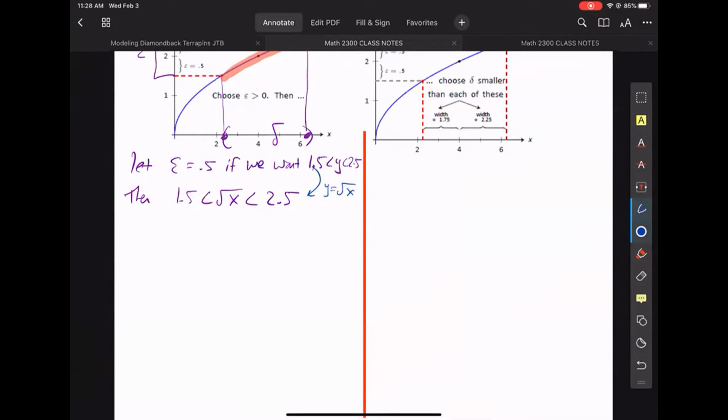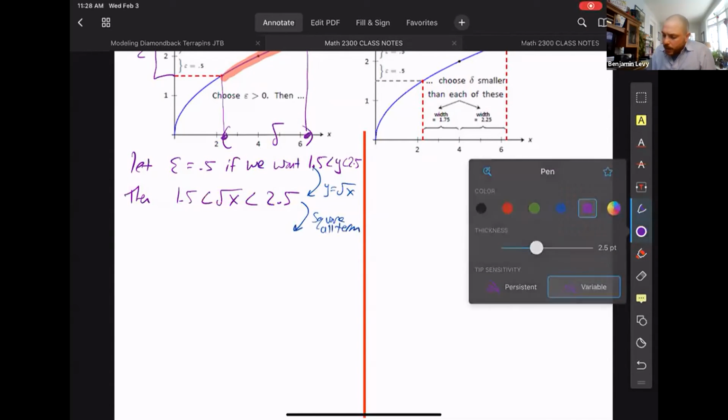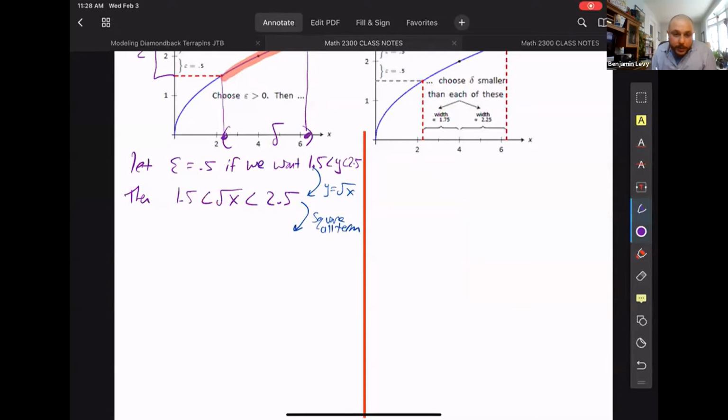Well, the y values are achieved by square rooting x. Okay, so now we want to just figure this out. So let's square both sides. We're going to square all the terms because we're trying to get a condition on x. And so if I square everything in that expression, it becomes 2.25 is less than x, which is less than 6.25. So I just squared everything to get rid of the square root. And what this says is, as long as x is between 2.25 and 6.25, our output is going to be between 1.5 and 2.5, which is what we were trying to figure out.